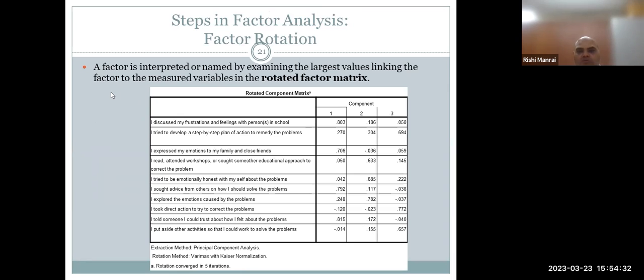Then there is something called the rotated factor matrix. So we form a rotated matrix also. The factor is interpreted or named by examining the largest values linking the factor to the measured variables in the rotated factor matrix. Now, what is the meaning of this rotation? Can anybody explain? Anybody who understands what is the meaning of factor rotation?